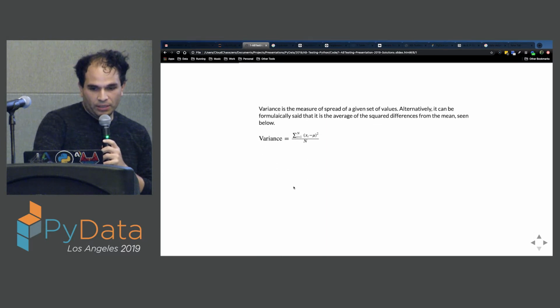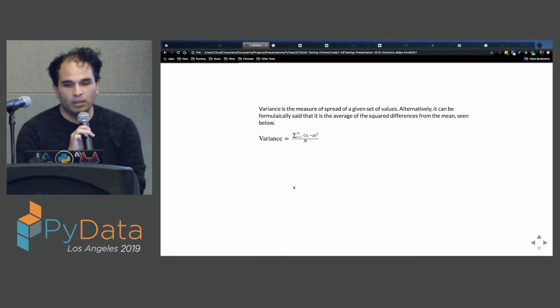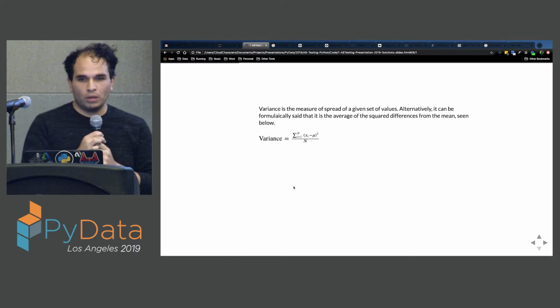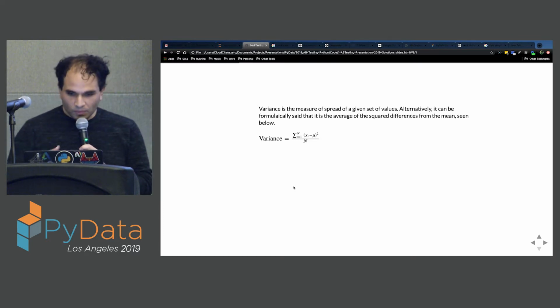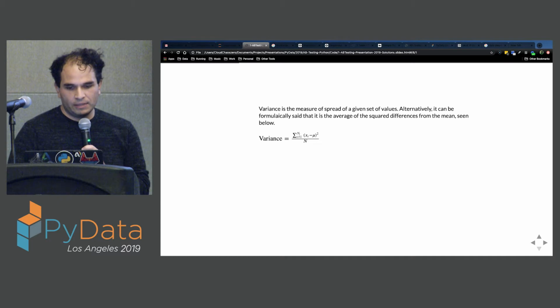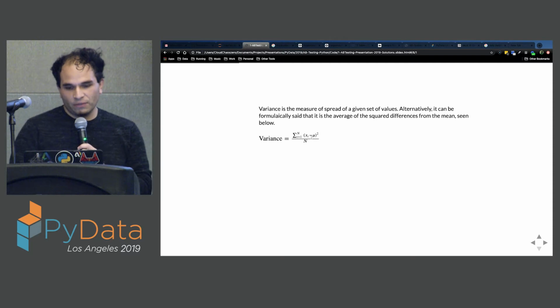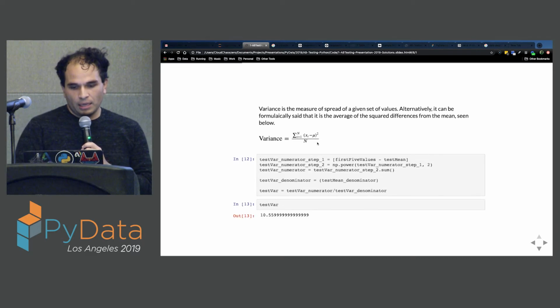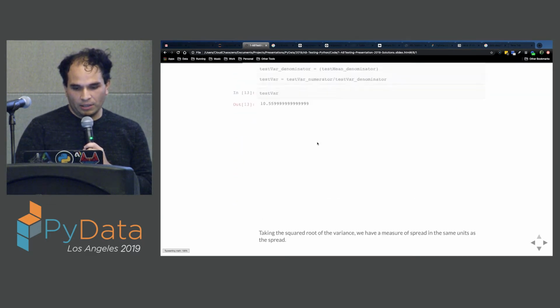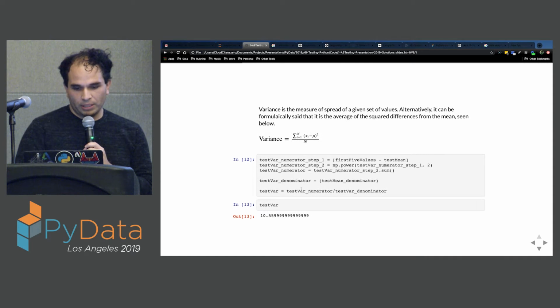Now for the variance. Variance is the measure of spread of a given set of values for your given array, and it's defined as this formula right here. So it's the sum of squared differences: the difference from the mean for each value, squared, and the total sum of them divided by the total number of values. And here's the calculation of that variance right here.